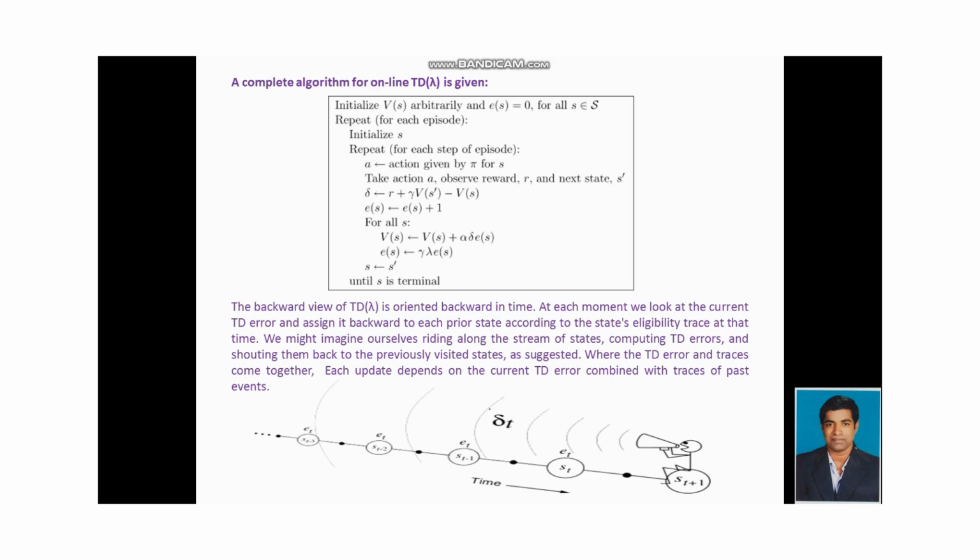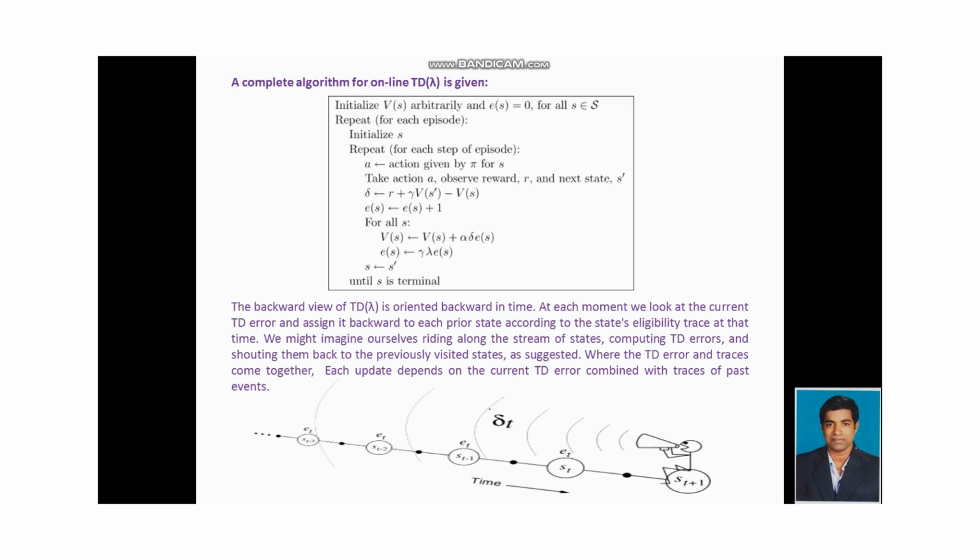For all s, V(s) = V(s) + α δ E(s), where we use the δ value calculated above and the updated eligibility trace E(s). Then E(s) becomes γ λ E(s). Then the new state S becomes S', until S is terminal.